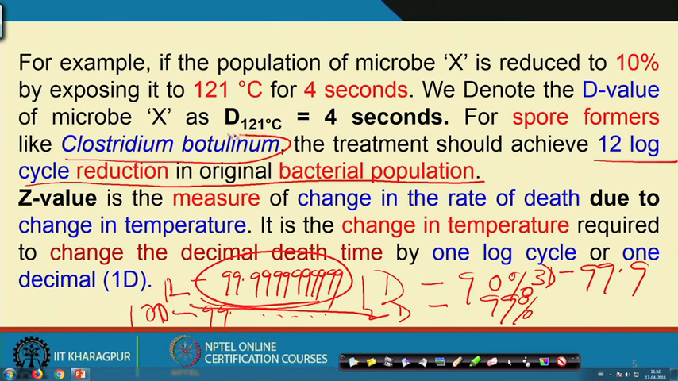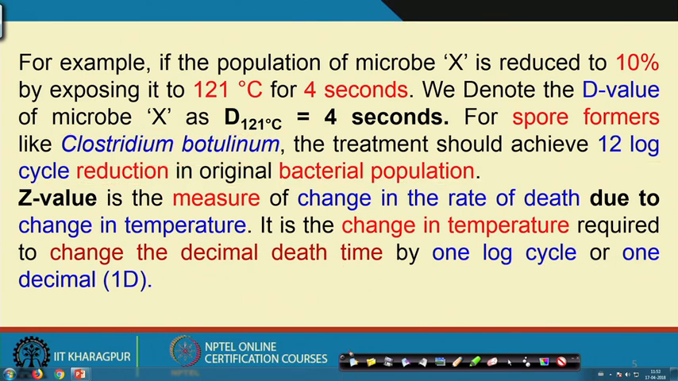So, in the log cycle, if you are not able to come to 0, then you must come as close as possible. Now, that close is, as I said, 1 out of 10 to the power 10, 1 out of 10 to the power 8. So, that is why 12 log cycle is required, that is 12D is performed for the spore former like Clostridium botulinum, right. So, this is how Z value, D value we are defining.